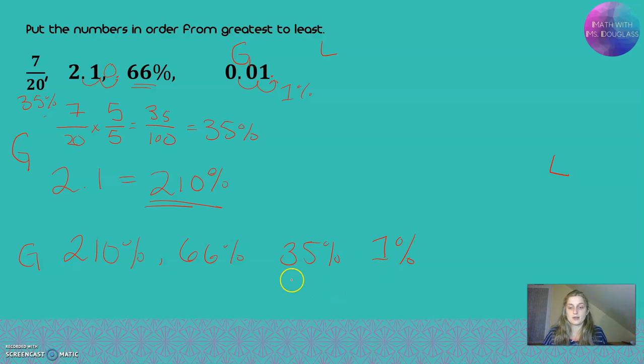If you are looking at a multiple choice question, most likely you created this list, but the answer choices will list it with the original forms that they gave you. So, oops, where did my pen go? There it is. So coming down here, we would say this is 2 1/10. This is 66%. This is 7/20, and this is 0 and 1/100. So that's probably how you'd see it in a multiple choice form, but you need to change them all to one form, whatever form you choose, before you can compare them and put them in order from least to greatest.